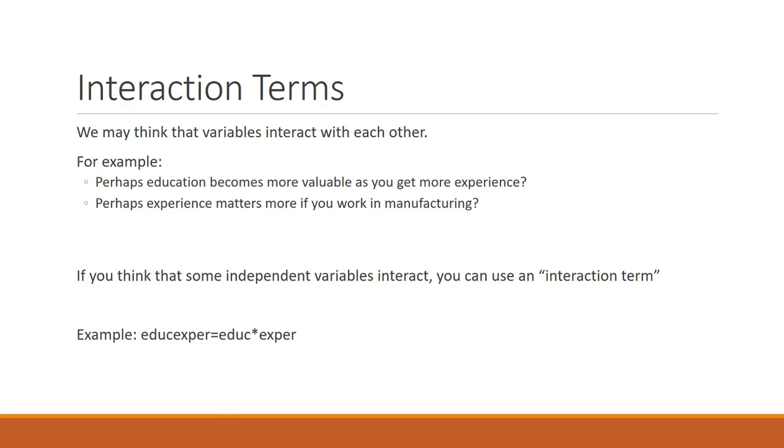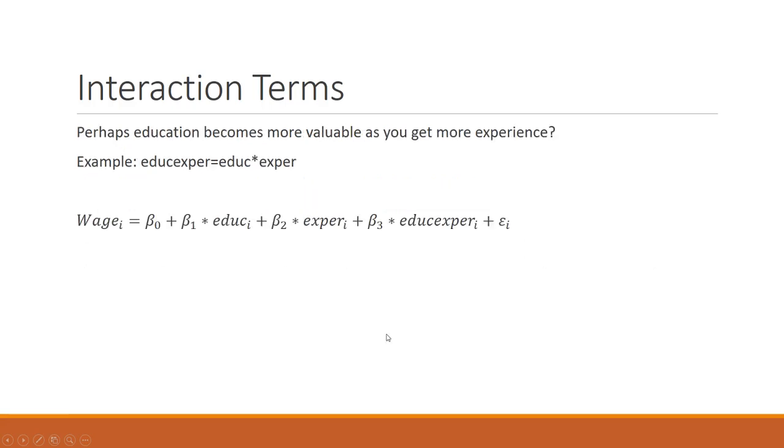All you do is multiply the two variables that you think are interacting with each other. You're just going to take those two variables and multiply them together and create a new variable that captures the interaction between the two.